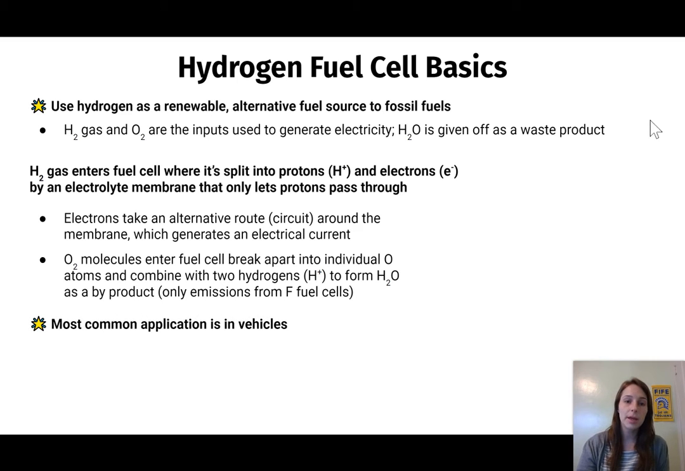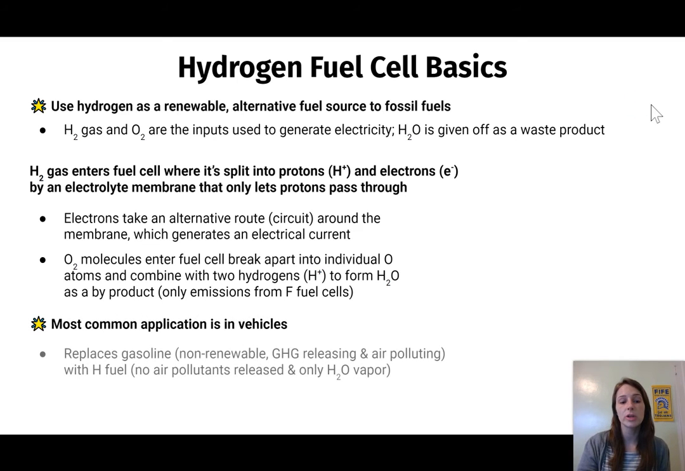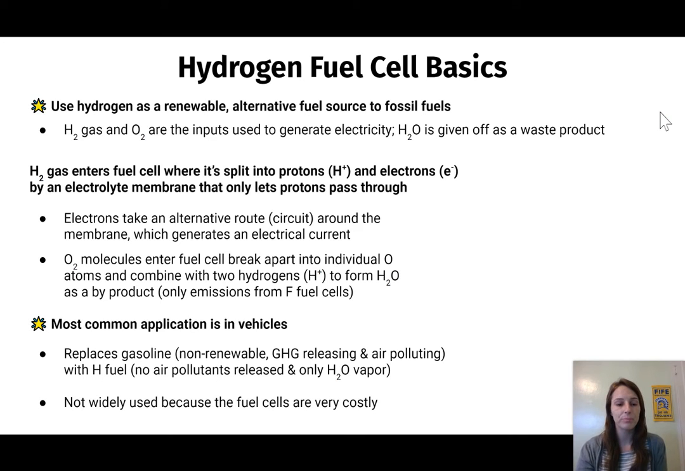Now, the most common application for hydrogen fuel cells is going to be with vehicles. It's going to theoretically replace gasoline, which is a non-renewable, greenhouse gas releasing and air polluting form of fuel. And it's going to replace this with hydrogen fuel, which has no air pollutants released, and water vapor is going to be the only emission from it.